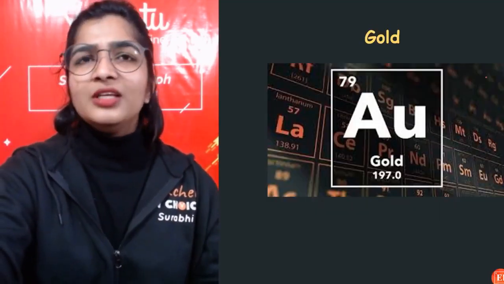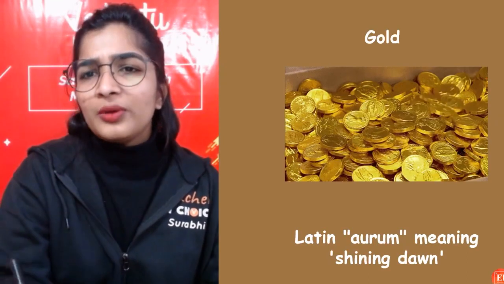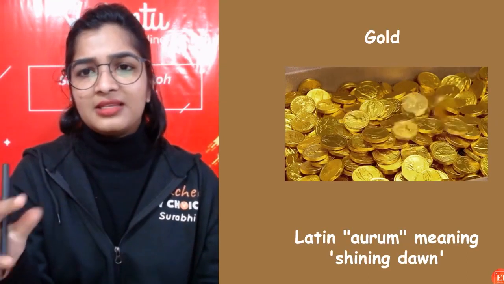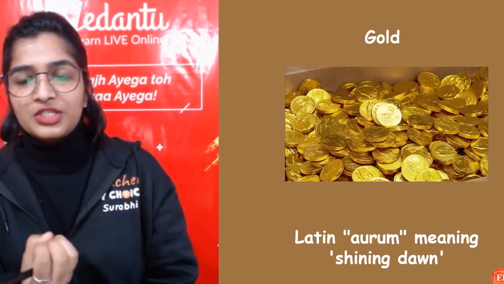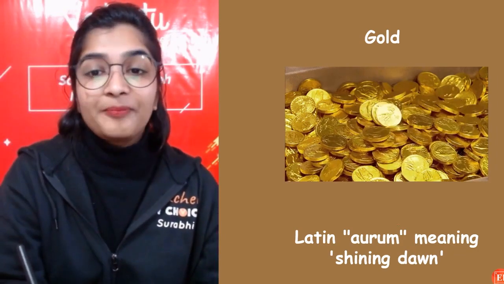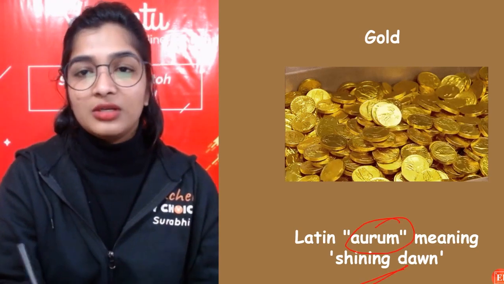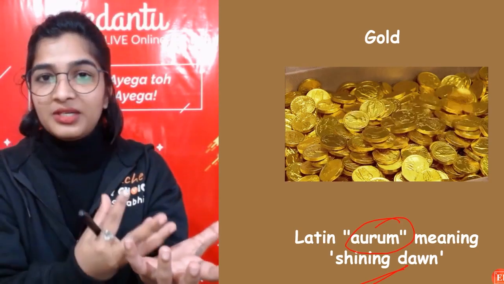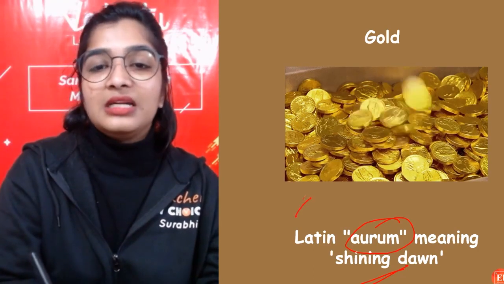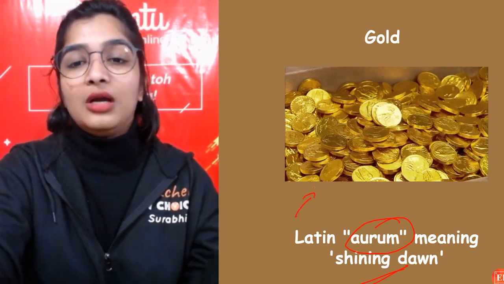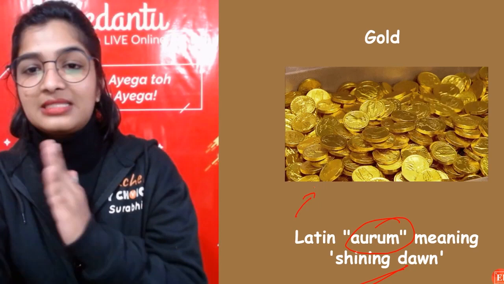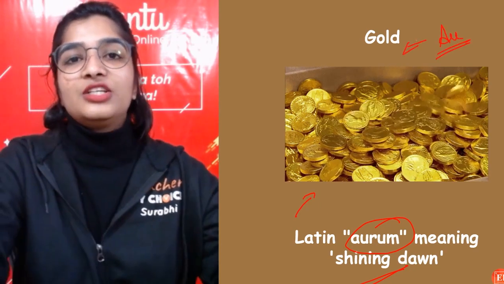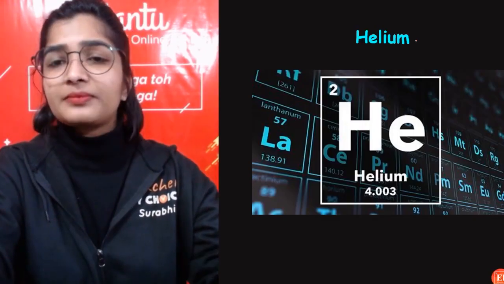Gold. You can see it is very shiny. It has a reflective surface, right? It's kind of yellowish in color, and in Latin, aurum means shining dawn. So that exactly is the reason, by looking at its physical properties and its appearance, the discoverers decided to call it aurum, and that is its Latin name, and its atomic symbol is Au, right? But in English we call it gold.